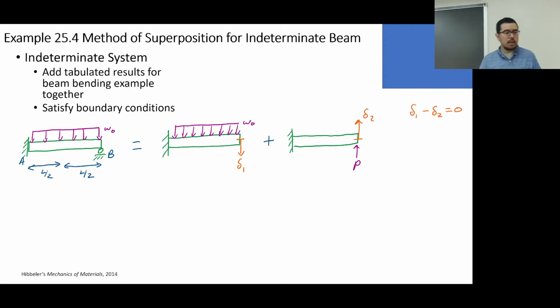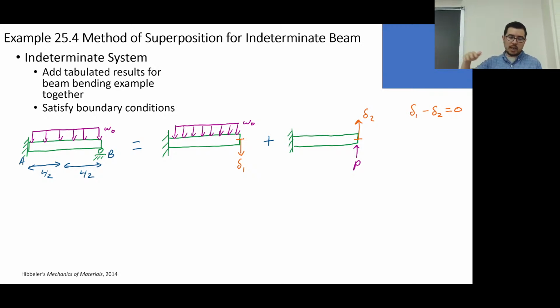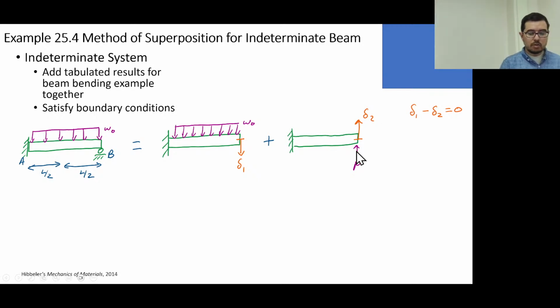And if I can satisfy that, then I will be able to figure out what the force P is on the right. Okay, so how do we do that? Well, these two equations, or these two determinate systems, have tables for them. We have a table that describes the displacement at the end of a cantilever beam with a distributed load applied across it, and we have displacement at the end of a cantilever beam when there's just a concentrated force applied at the end.